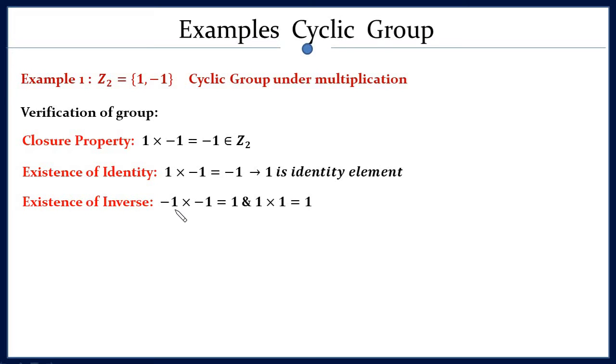Fourth property is the associative property. But for that, you must have 3 or more elements in your group. As we have only 2 elements in this group, we will not talk about the associative property. From all these, we can say that all the properties of a group are satisfied. Therefore, this Z2 is a group.